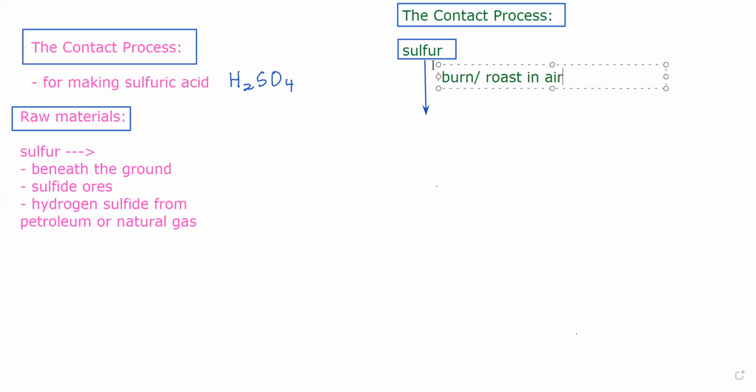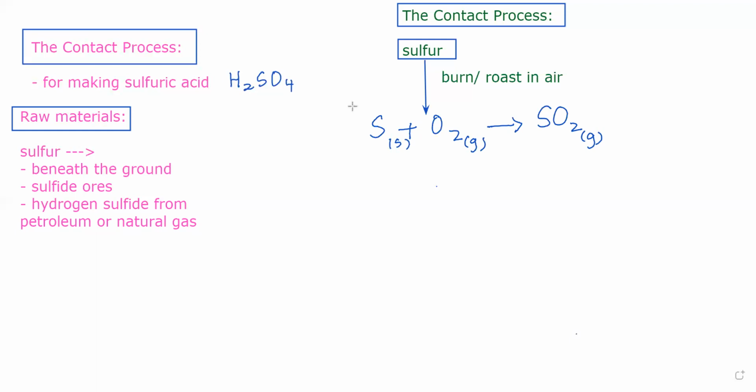So when sulfur is burnt or roasted in air, what will happen? It is going to give us the equation: sulfur S plus O2 gives SO2, which is sulfur dioxide. Sulfur is a solid. It is always good practice to put the state symbols. Sulfur dioxide is also shown here. So this is step one.